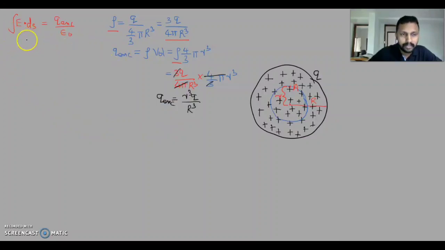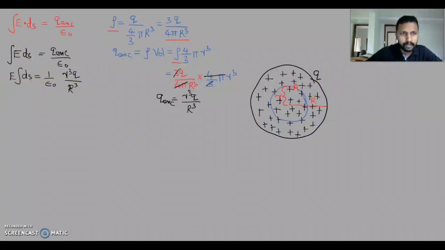Then let's use it in this equation, that is integral of E dot ds equals Q enclosed by epsilon 0. It could be rewritten as integral of E ds equals Q enclosed by epsilon 0, in which, since E is a constant, we can take E out. E into integral of ds equals 1 by epsilon 0 Q enclosed. What is Q enclosed? Let's replace Q enclosed as small r cube Q divided by capital R cube.